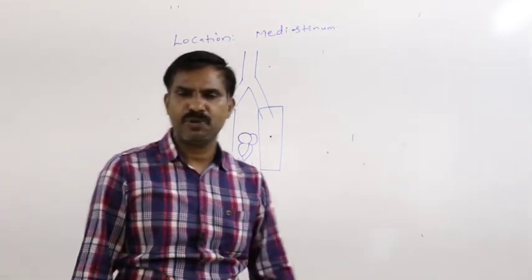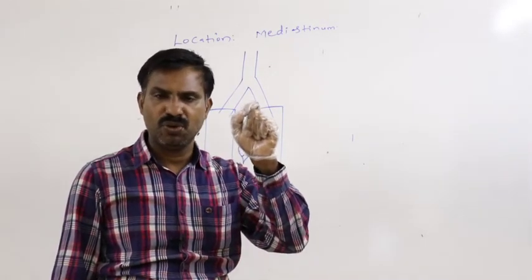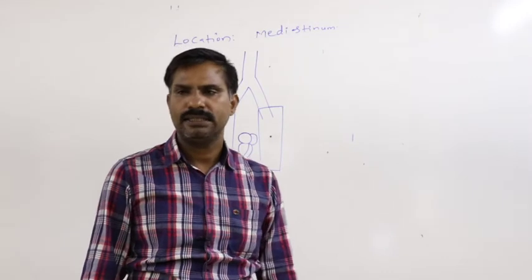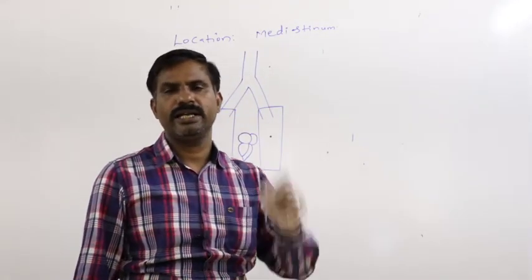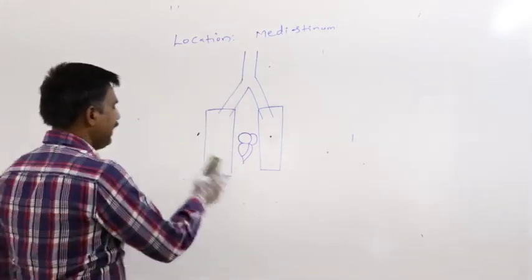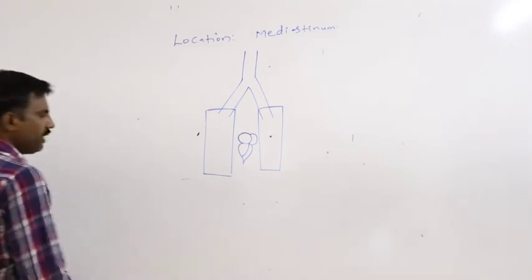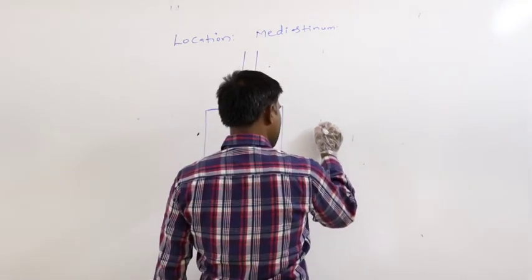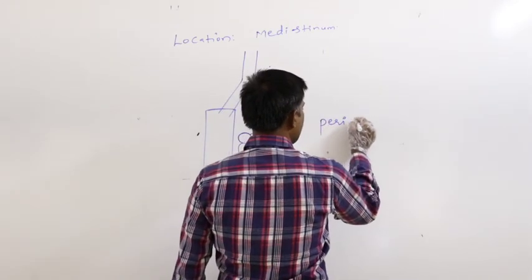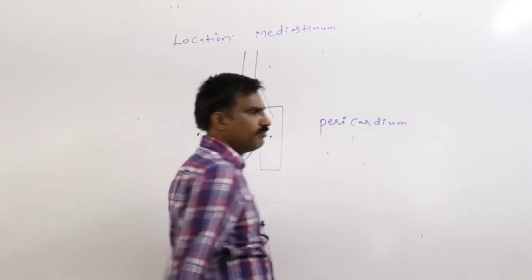This heart is protected by a fibrous connective tissue membrane that is said to be the pericardium. The protective membrane present around the heart is said to be the pericardium.